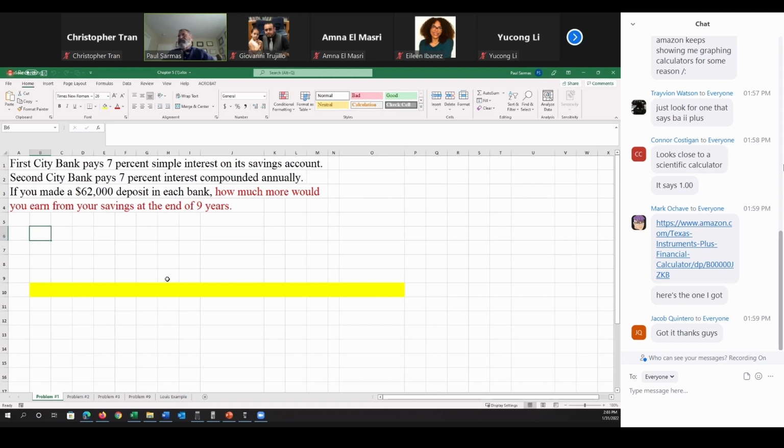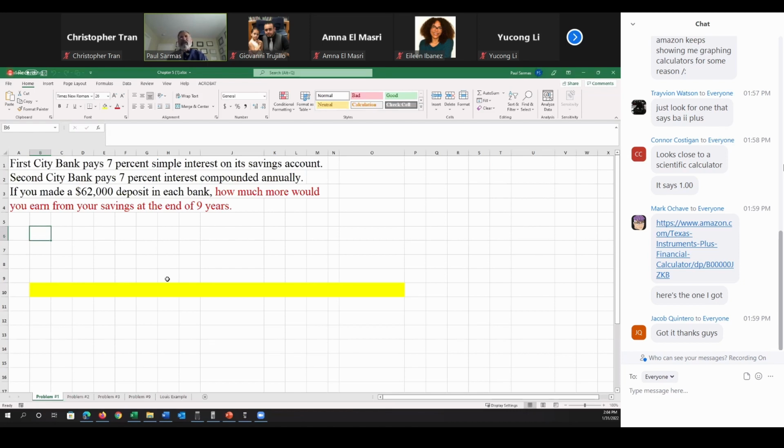Okay, you should be able to see the screen, and this is the example. Please write down the example. First City Bank pays 7% simple interest. Pay attention, simple interest on a savings account, whereas Second City Bank pays 7% compound interest. So both banks pay 7%. One pays simple interest, the other one pays compound interest. If you deposit $62,000 today into these banks, how much more would you earn after 9 years, at the end of 9 years?